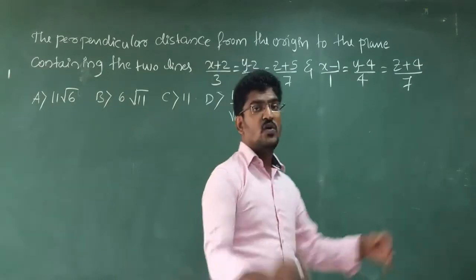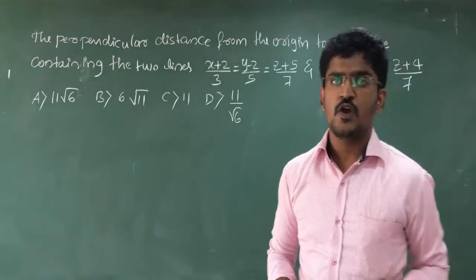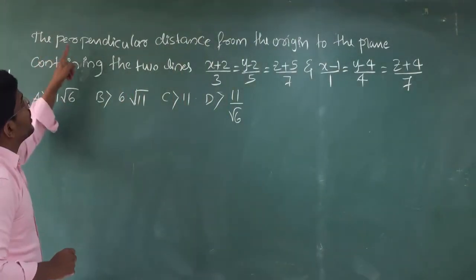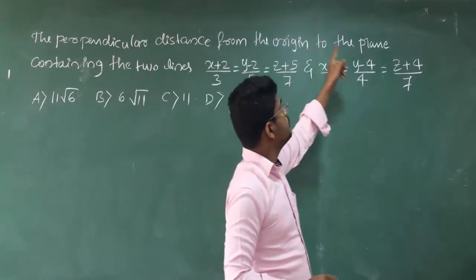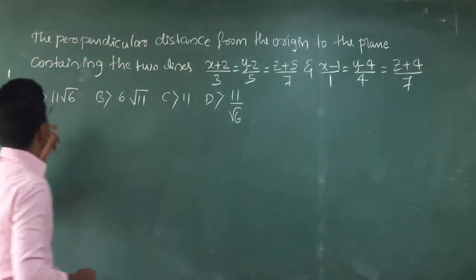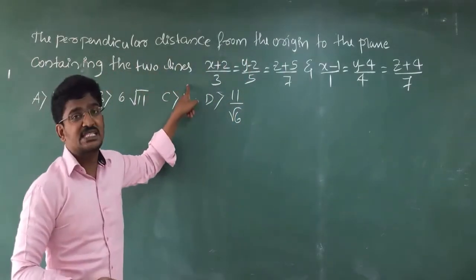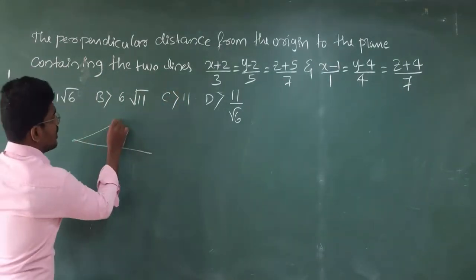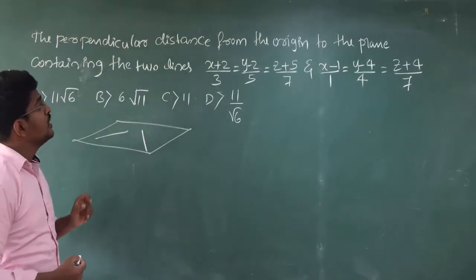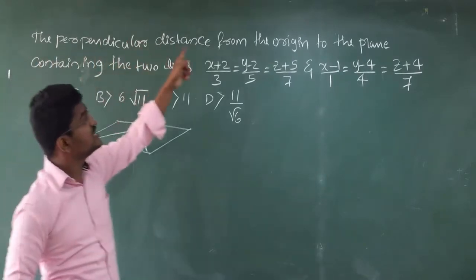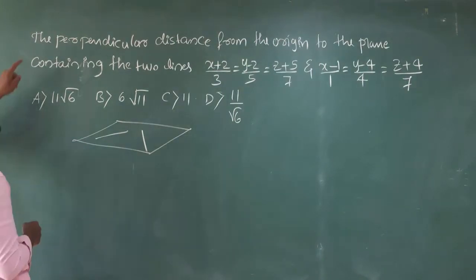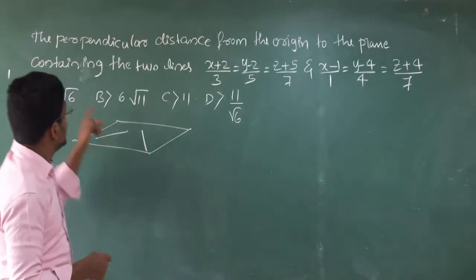Okay students. So now let us move to the next question, that is from 3-dimensional geometry. Clear? So here what they are giving: the perpendicular distance from the origin to the plane. Please listen. The perpendicular distance from the origin to the plane containing the two lines. That means there is a plane with two lines. You have to calculate the perpendicular distance to the plane from the origin.